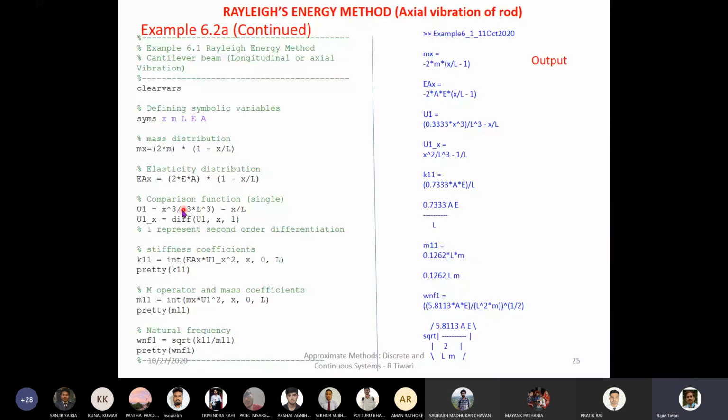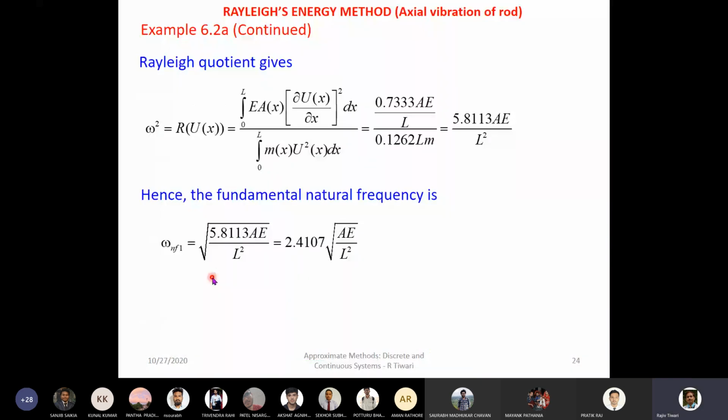If you want to differentiate this once with respect to x, this is the command for that. Symbolically, we can differentiate u1 with respect to x, and the 1 represents that we need to differentiate only one time. And then the potential energy expression we obtain by integration, which we did in the previous case.